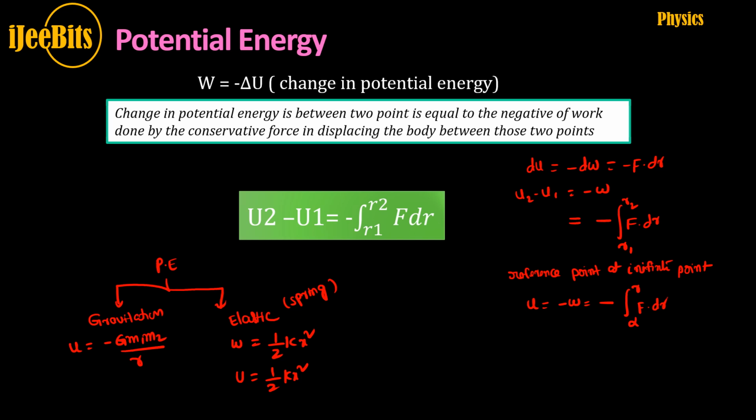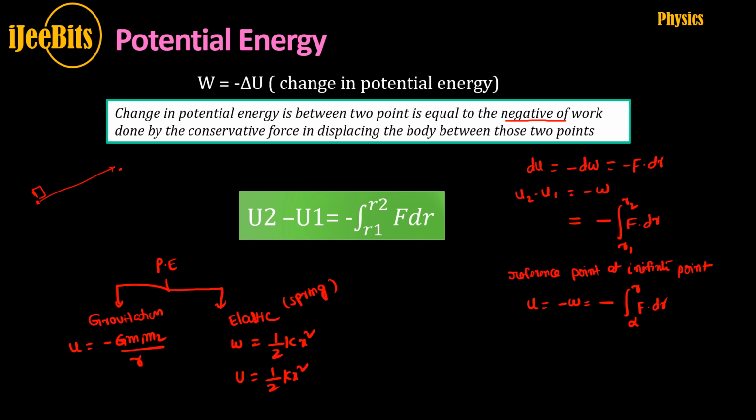Defining the potential energy in another way. Okay, so work done equal to minus delta U, change in potential energy. Change in potential energy between two points is equal to the negative work done by the conservative force in displacing the body between those two points. You are clear? Let's say you have two points. So between two points, if you are trying to displace the body from one point to another point, right? So the conservative force which is used to displace the body from one position to another position, the work done is equal to the change in potential energy between those two points, is what you say.